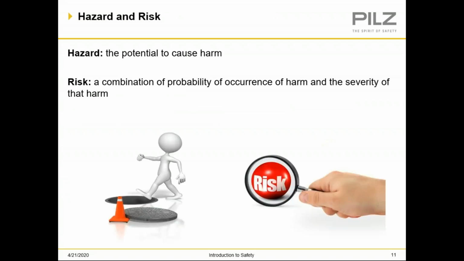Here's the difference between hazard and risk. Hazard is the potential to cause harm. The risk is a combination of the probability of occurrence of harm and the severity of the harm.